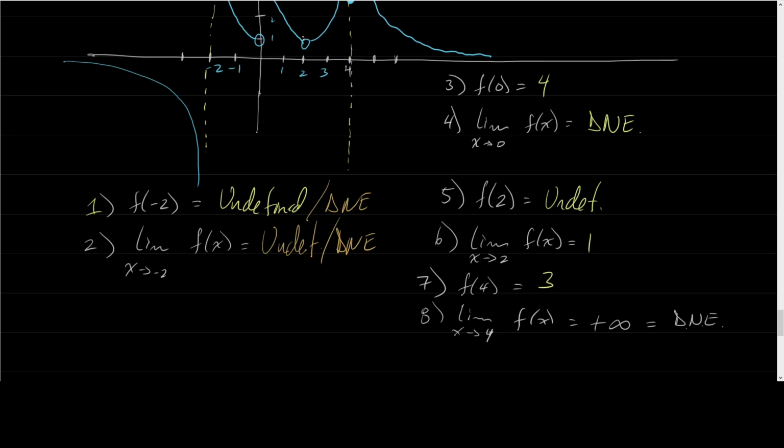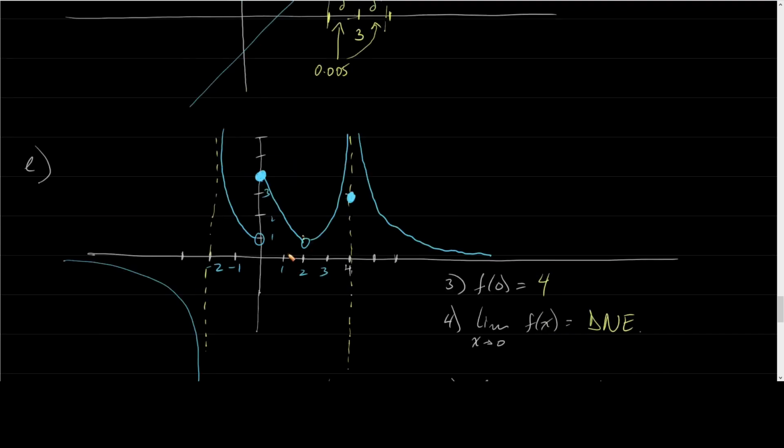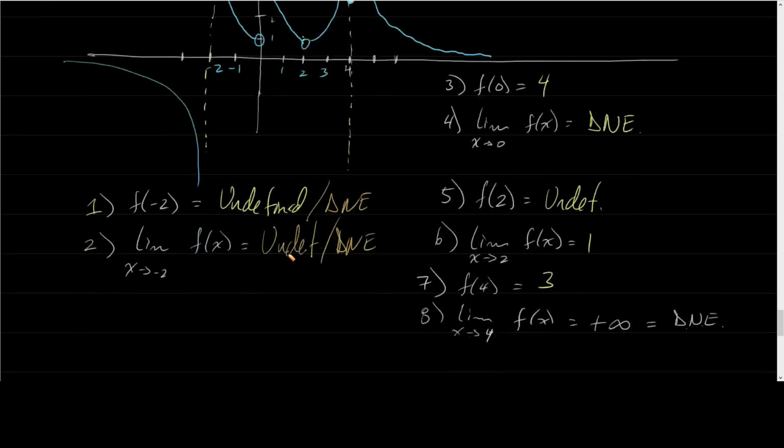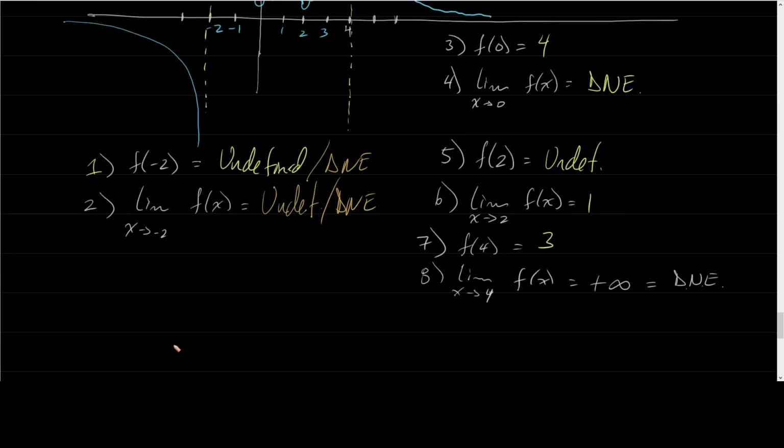Essentially, what we did in this last example was graphically show why the limits are what they are. Just from reading the graph, we're able to figure out a bunch of different questions there.